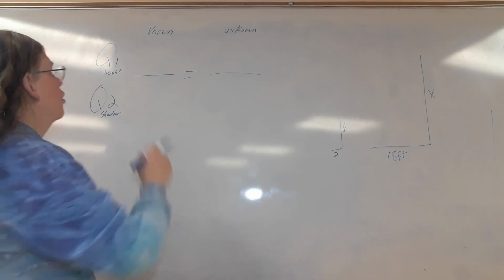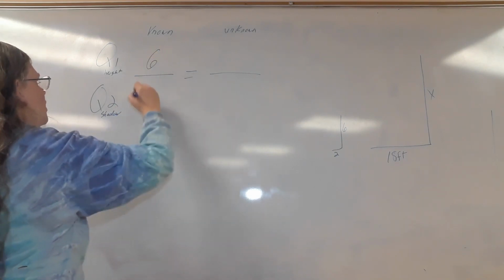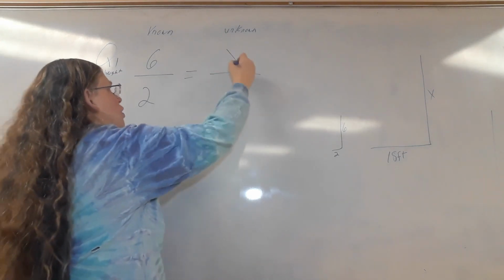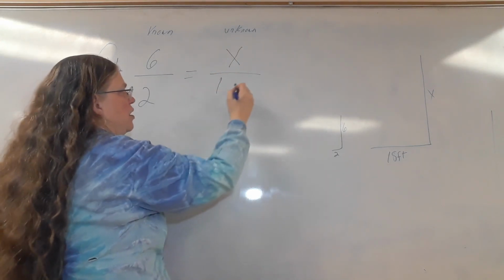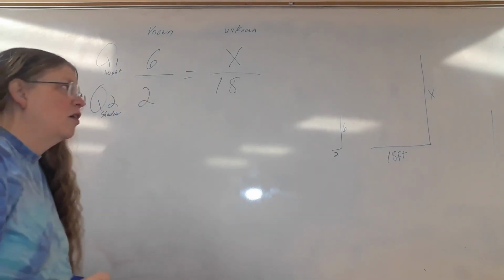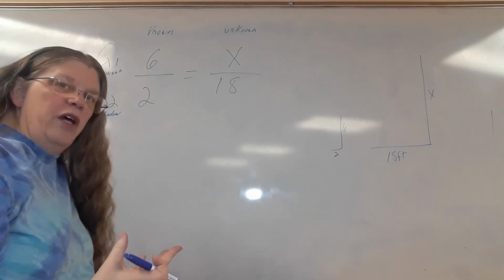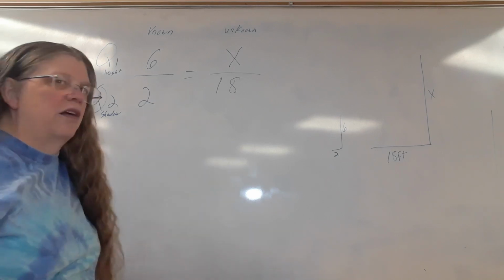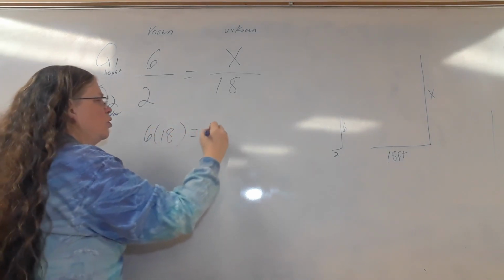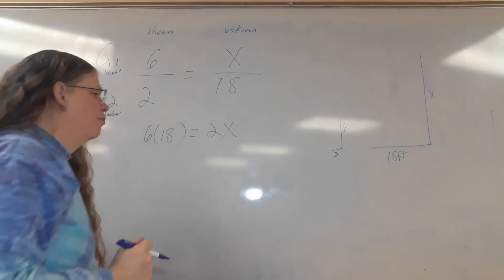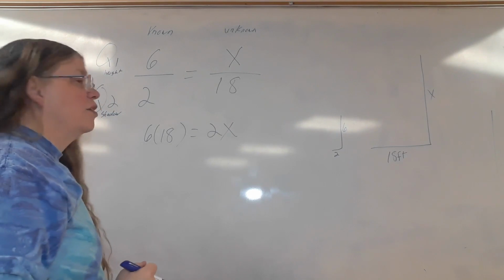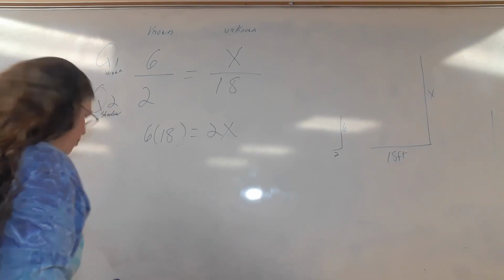Okay, to start out with, our known ones give us a 6-foot height and a 2-foot shadow. Our unknowns, we don't know the height, but we know the shadow is 18 feet. Now, the standard method is to cross multiply. That gives us 6 times 18 equals 2 times x. But to be honest, that's more math than I want to do. Okay? There's a much easier way to do this.